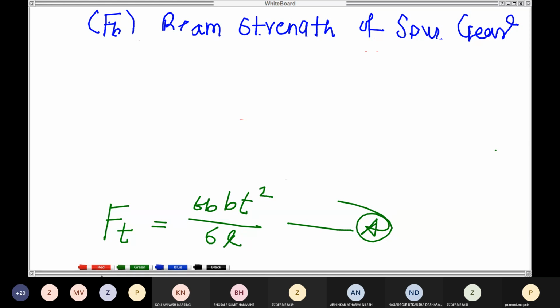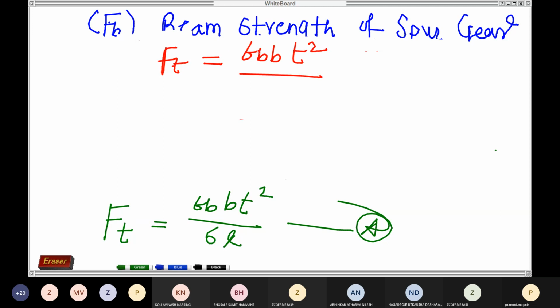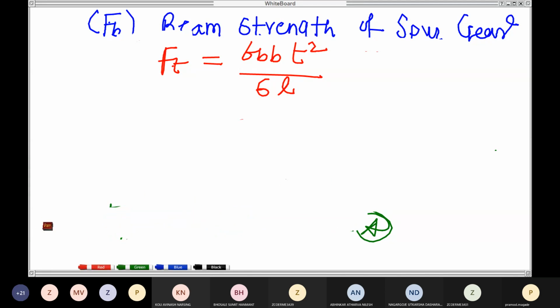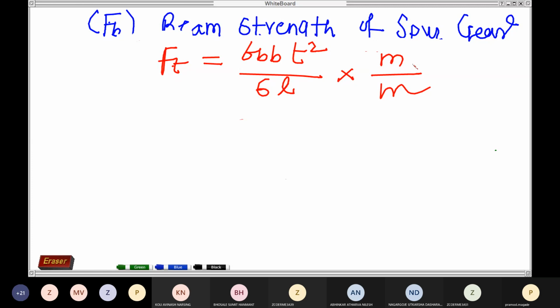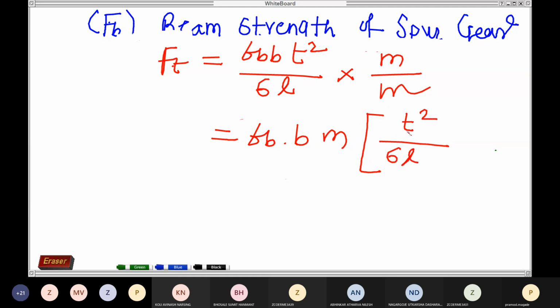So I'll write the equation here again. See, Ft is equal to sigma b b t square divided by 6 into L. Correct? Now, multiply and divide by module. Why are we going to multiply this? Because module is a very important term and it is not included in the formulation. So I will have to convert it into simplified format like this. See here, Ft is equal to sigma b b into module. So we have taken this parameter for the design, and the remaining thing we'll write in the bracket, that is t square divided by 6 into L and denominator module. So this will be the term, which we consider as a bracket.